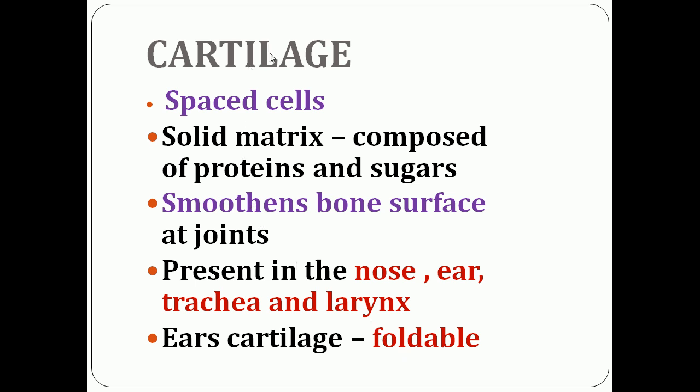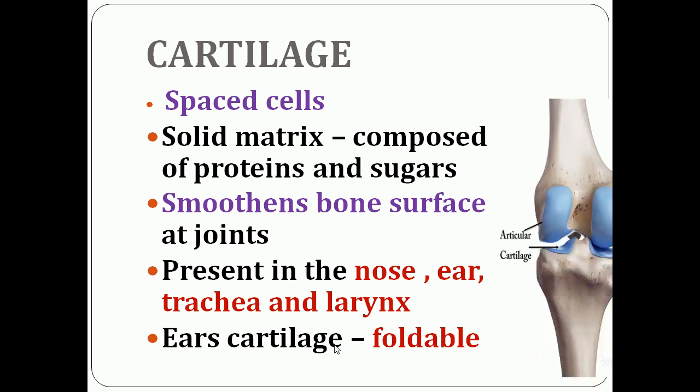Cartilage consists of spaced cells. It is made of a solid matrix composed of proteins and sugars. And what is the function of cartilage? It will smoothen the bone surface at joints. It is present in the nose, ear, trachea and larynx. The ear cartilage is foldable.